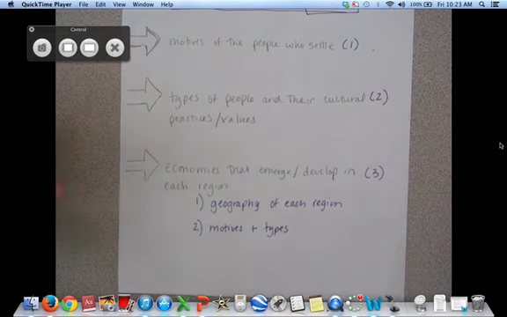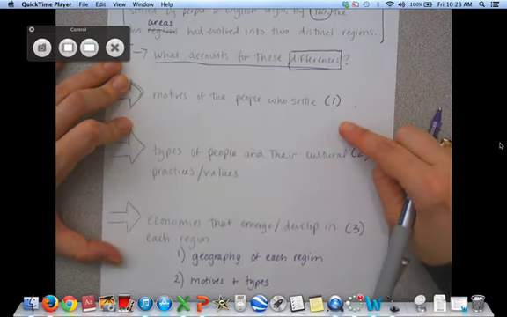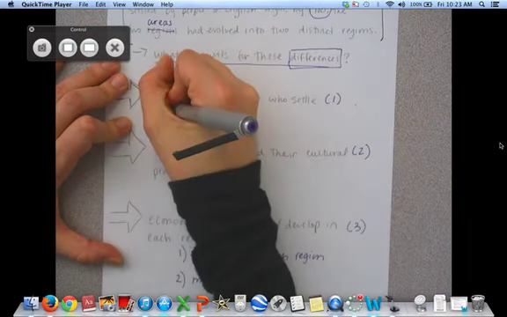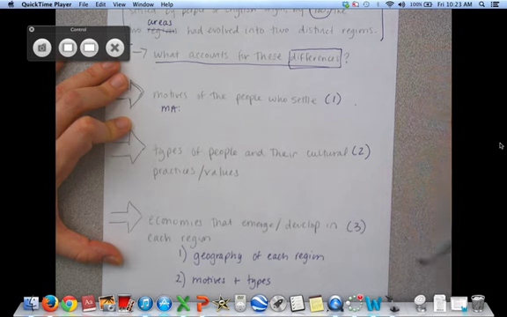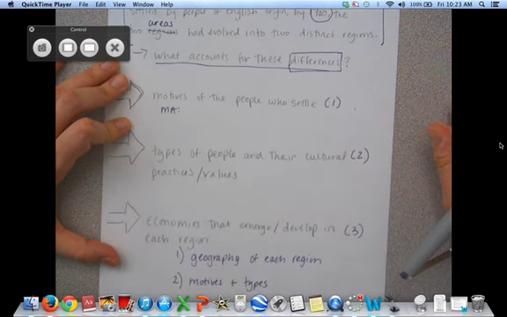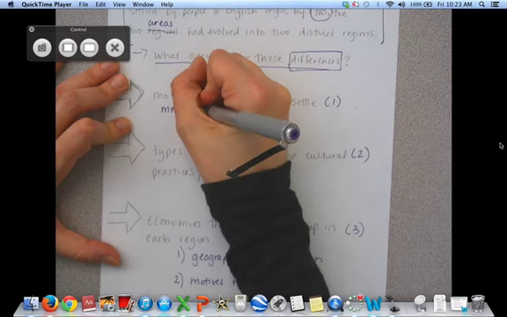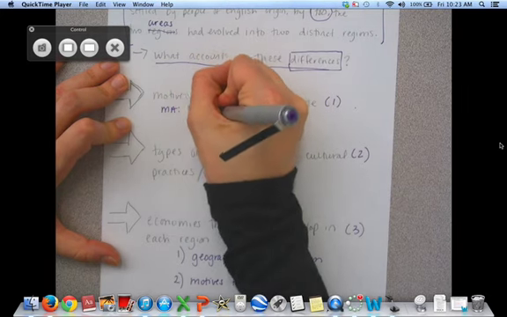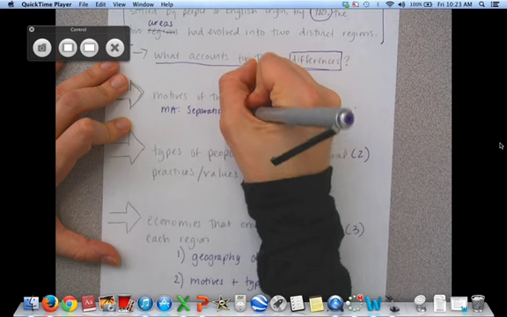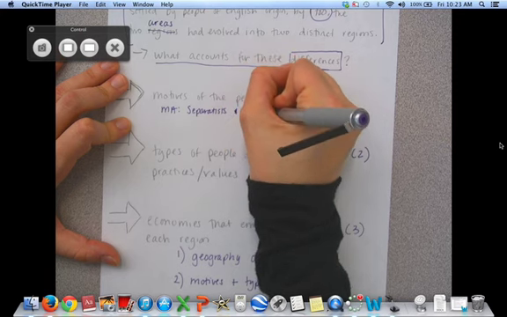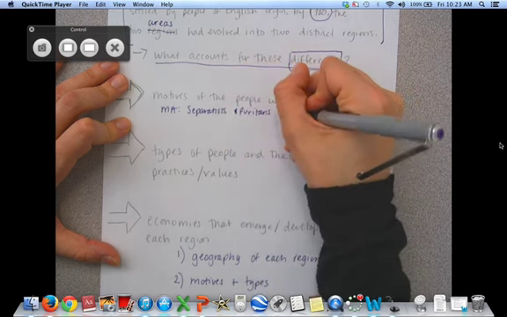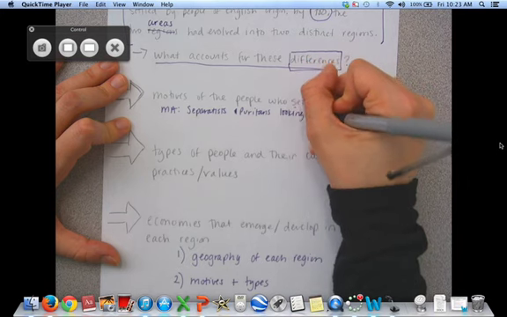Okay, so let's talk about what I mean when I say motives of the people who go. People going to Massachusetts, this is really important, I even saw honors kids making this mistake, are separatists and Puritans looking to create an ideal Christian society.